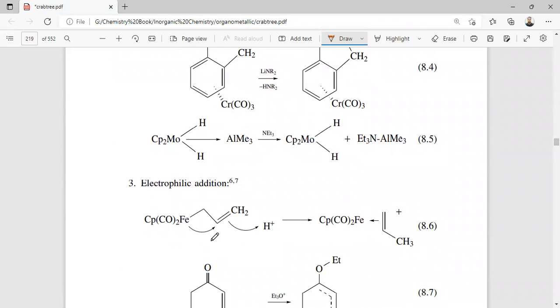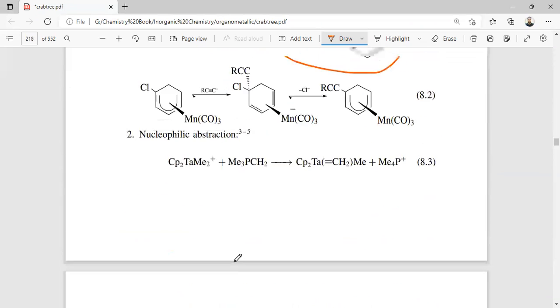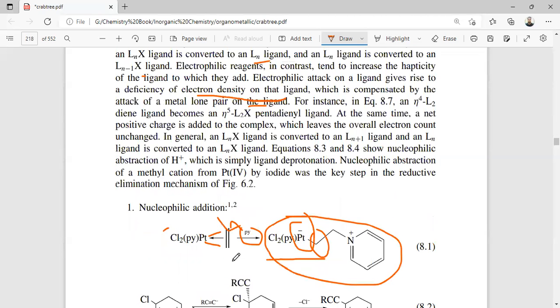And this is the example of electrophilic addition. Here H plus is the electrophile, so it attacks this ligand moiety. Here the hapticity of the ligand is eta 1, but is converted to eta 2 upon addition of the electrophile, and it increases the net positive charge on the metal center. So in general, the LnX ligand is converted to Ln plus 1 ligand, and the Ln ligand is converted to LnX ligand.